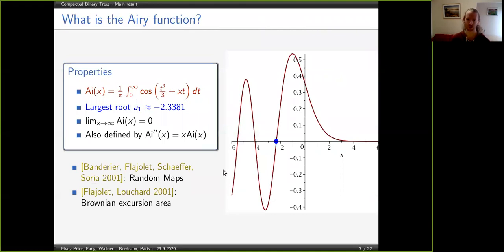Okay, so what was the Airy function? So the Airy function, as I said, is defined by this integral. The largest root is this blue point, as you can see. It can also be defined as being a solution to this differential equation, which goes to 0 as x goes to infinity. So the Airy function has appeared a few times in enumerative combinatorics before, although not quite as directly as it will appear for us here.